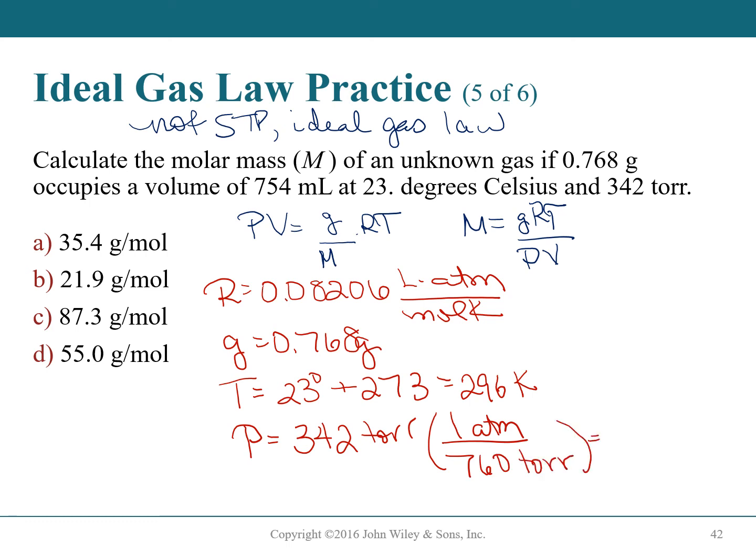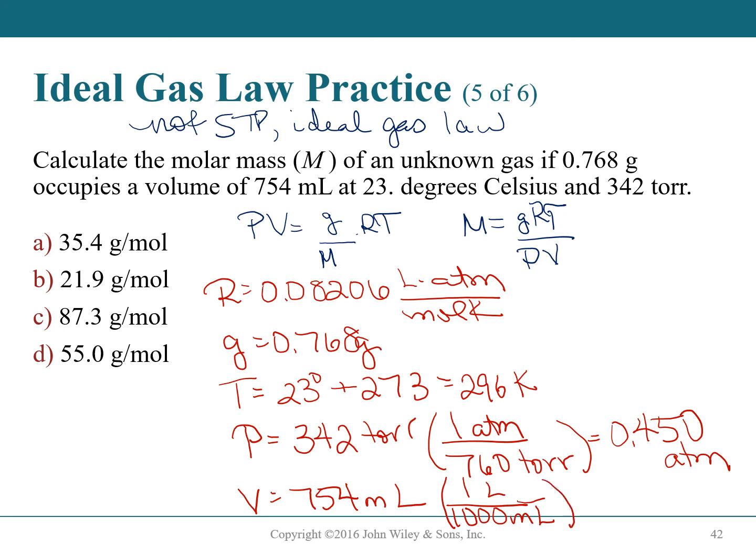So we get a pressure of 0.450 atmospheres. And finally, V is in milliliters. It's 754 milliliters, and we had to convert that to liters. So 1,000 milliliters is in 1 liter. So that's 0.754 liters. Okay, so now let's go ahead and start plugging in our values.